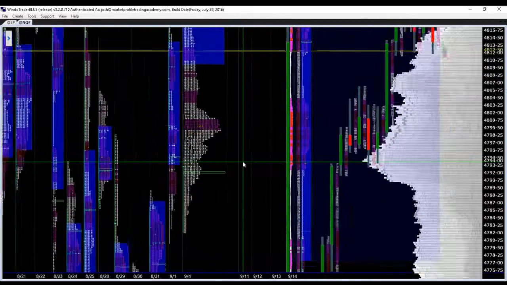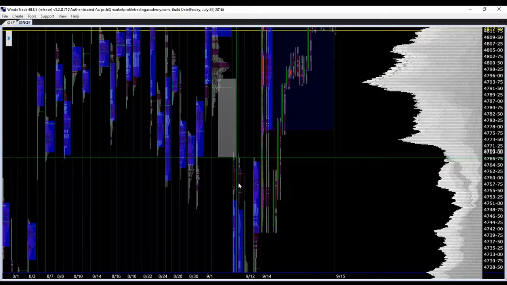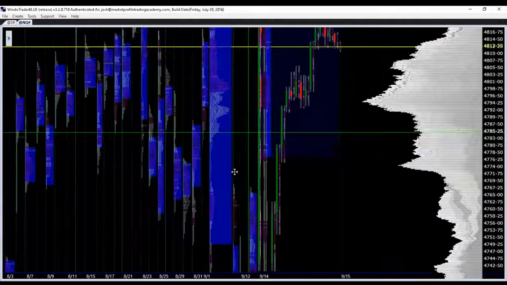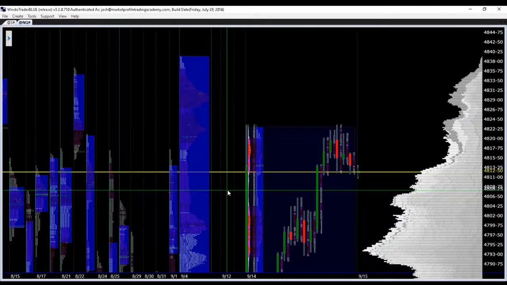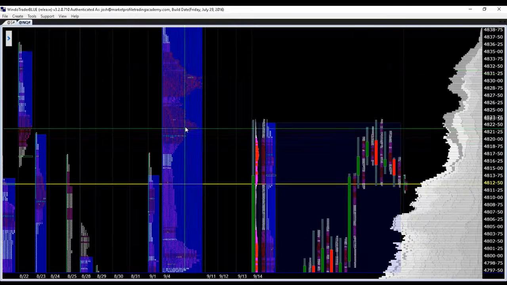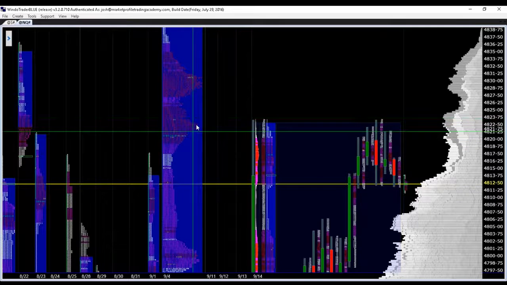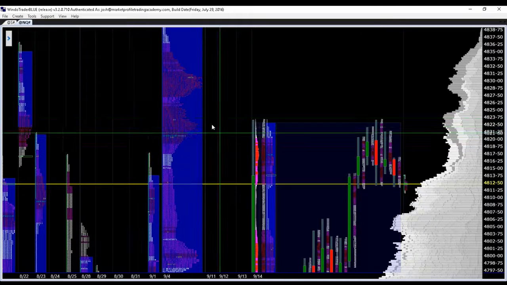I think I've got... oh wait, I need a couple more here. There we go. I feel like I'm missing a data point here. Yeah, here we go. So this was last week's profile, and you can see that the most traded price was here at 20, and there's a high concentration of volume here at 22. So that was an untested or naked point of control for the week.